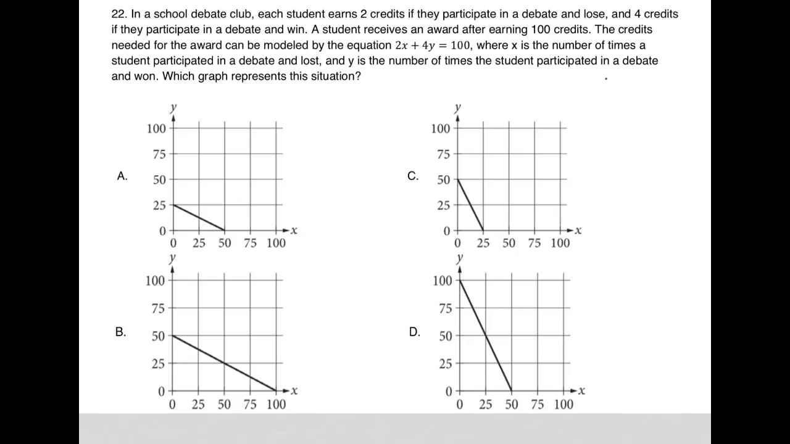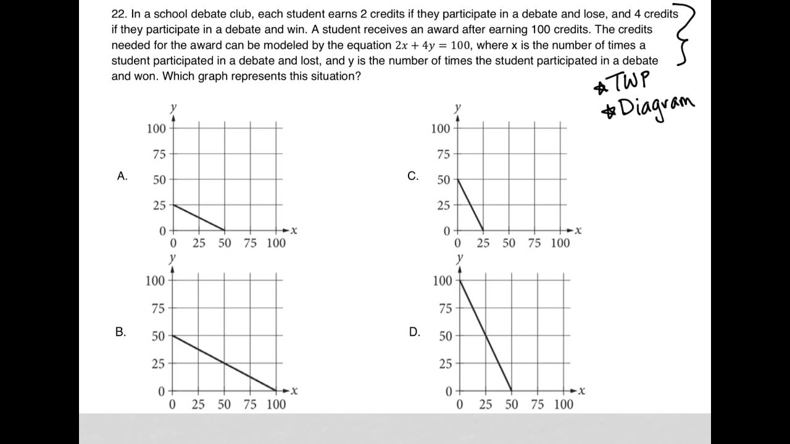So this question is a translate word problem question, but it's also a diagram question, right? The question itself obviously is a word problem, but all of our answer choices are graphs, which puts them in the diagram category. So the question says, in a school debate club, each student earns 2 credits if they participate in a debate and lose.